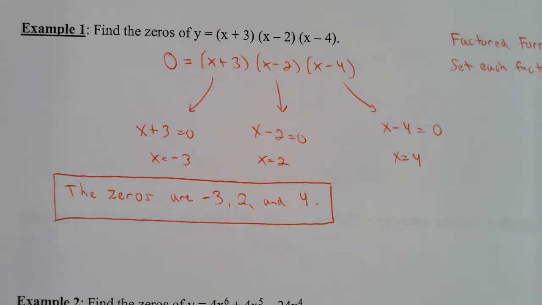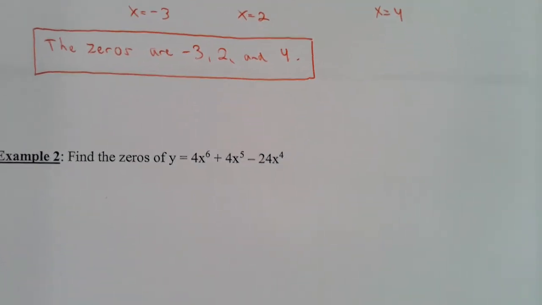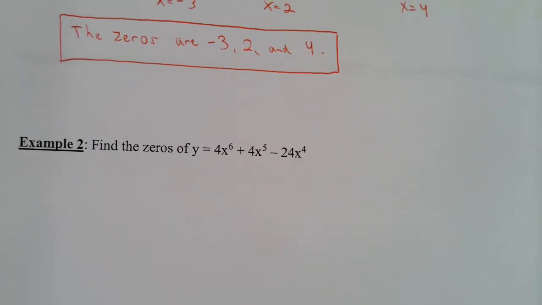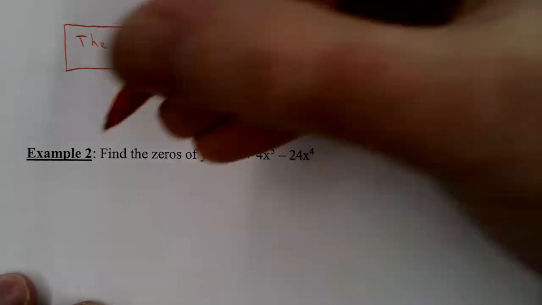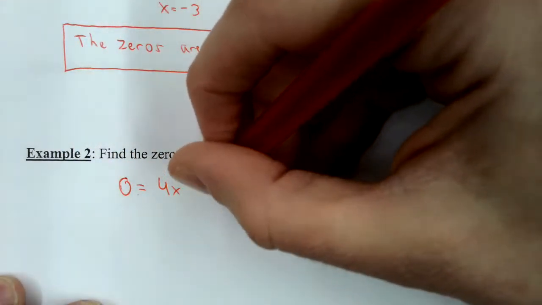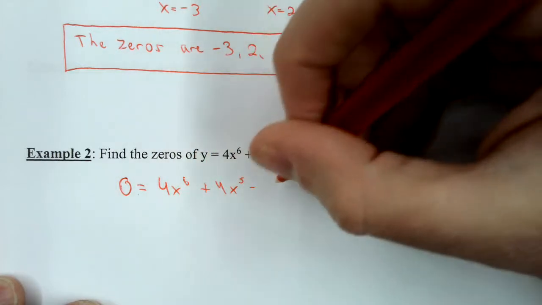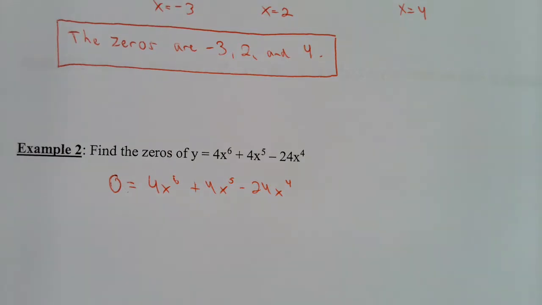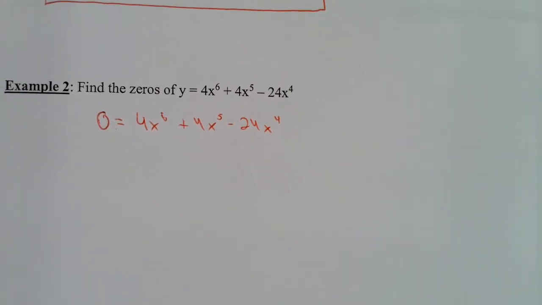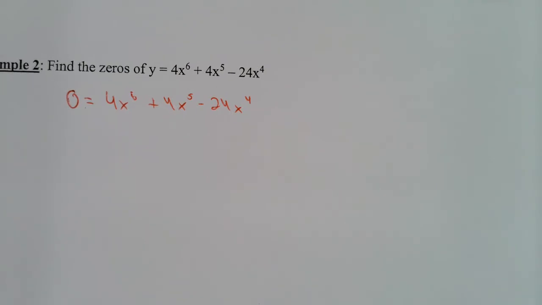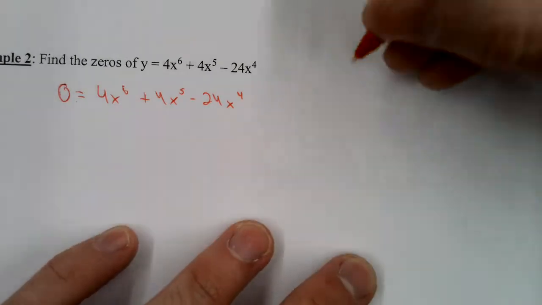Now don't get too excited. They're not all going to be that easy, and now they're going to get hard, okay? Find the zeros of this. So let me set this equal to 0 first. 0 equals 4x to the 6th power plus 4x to the 5th power minus 24x to the 4th power. Okay. Now the last example was already in factored form, so it was already factored for you. That's why it was easy. This one is not. So what you're going to do is you're going to write this in factored form and set each factor equal to 0.